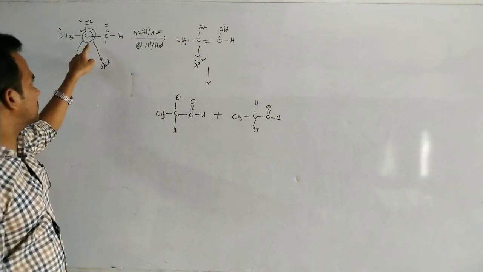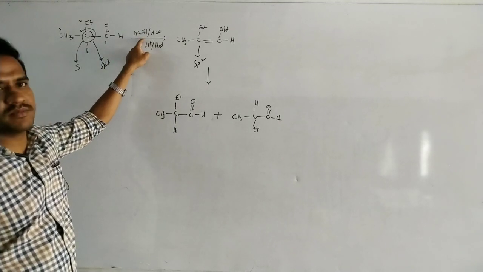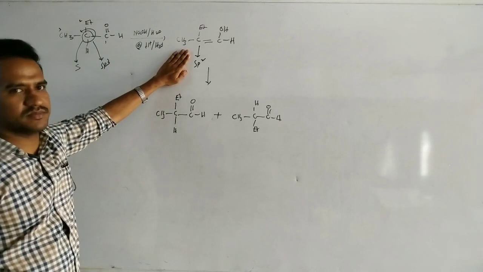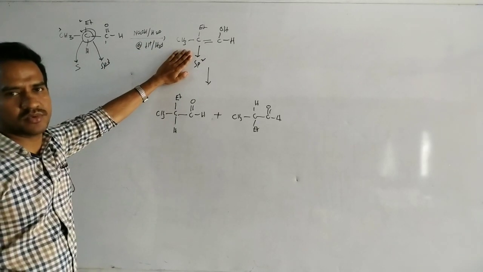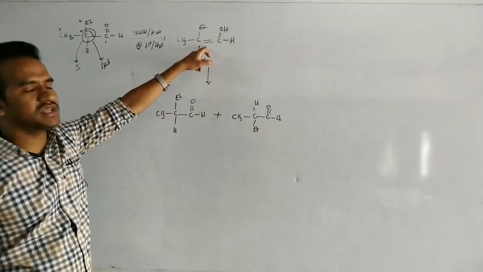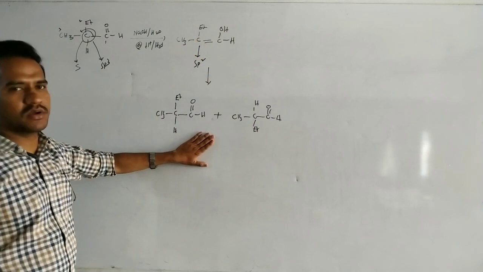What is the configuration of this chiral carbon? S. But here, after placing in aqueous medium, its configuration is disturbed. It was an optically active compound. Now it is an optically inactive compound because there is no chiral carbon. There is just a double bond. Now here again this is converted to carbonyl compound.